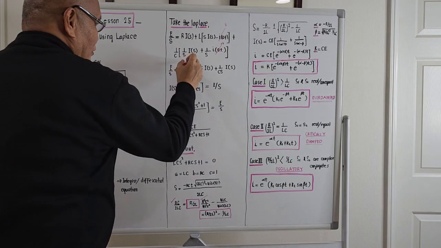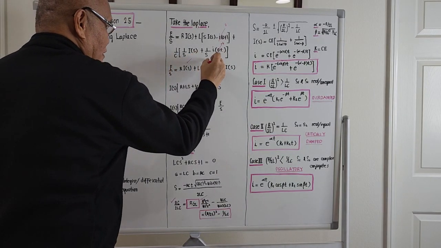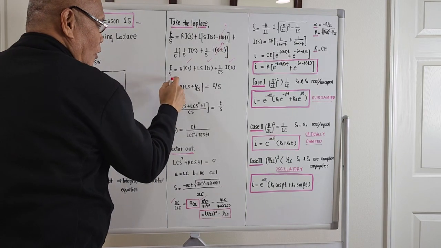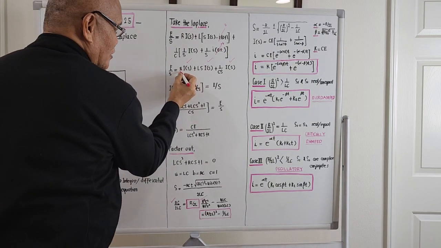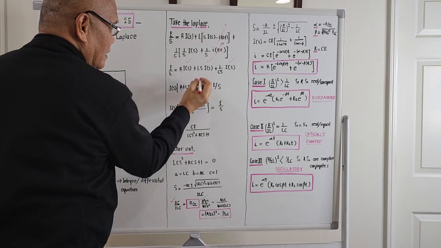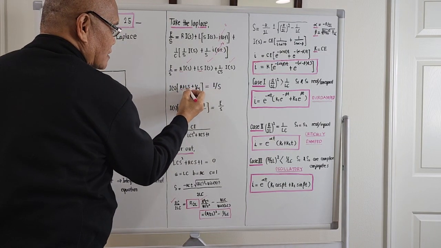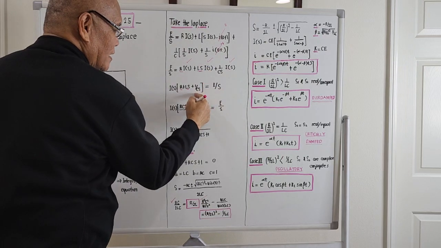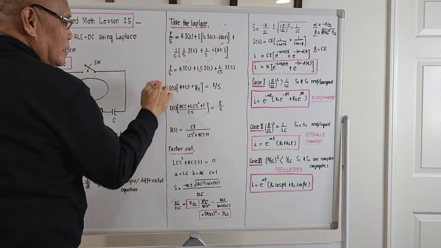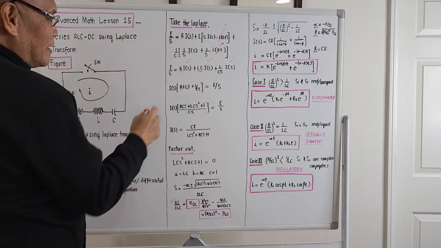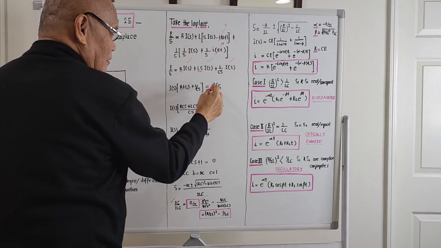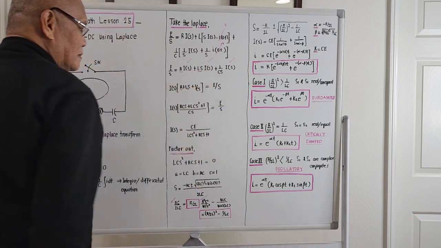There is a common factor, capital I as a function of S. We factor out, open bracket. The first coefficient should be R. The next coefficient should be LS. And the third coefficient will be 1 over CS. Close bracket, should be equal to, I just rearrange, I put this on the right, I put this one on the left. It's the same, so it will be equal to E over S.